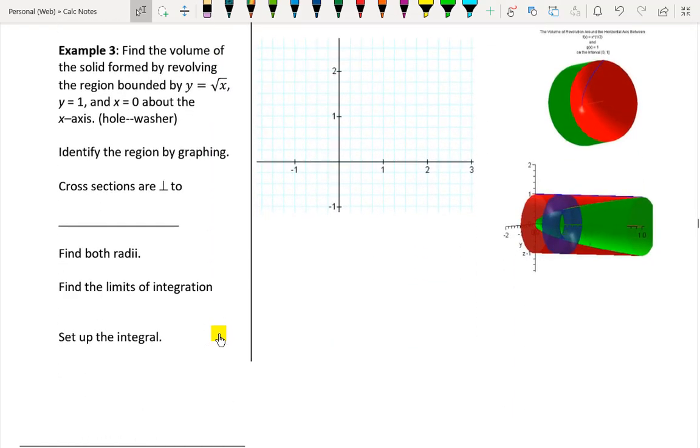All right? Number 3, find the volume of the solid formed by revolving the region y equals the square root of x, y equals 1, and x equals 0 about the x-axis. Now you'll notice this little part in parentheses here. It says we have a hole here, so this is a washer problem. So let's graph it and see what we're looking at here.